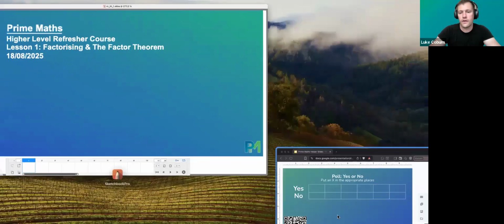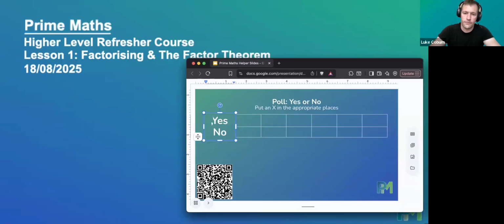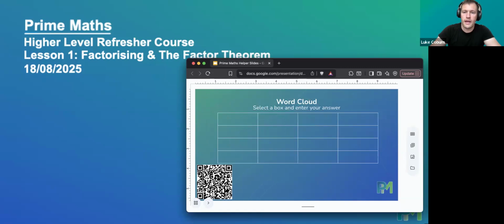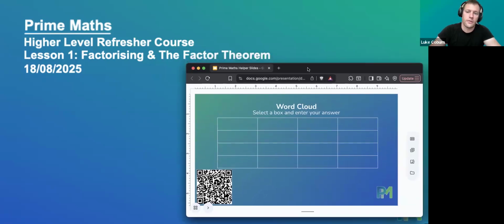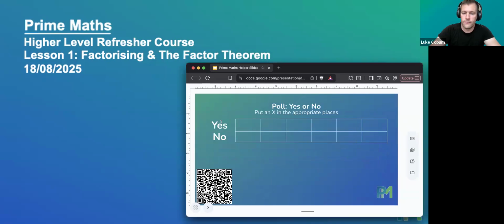I also have this something I'm getting used to here. I may bring up this screen if I want some feedback from you, if I want to do a poll. I'll ask you to scan this QR code, and then you'll be able to answer yes or no or vote for something in a poll to make the lesson a little bit more interactive.